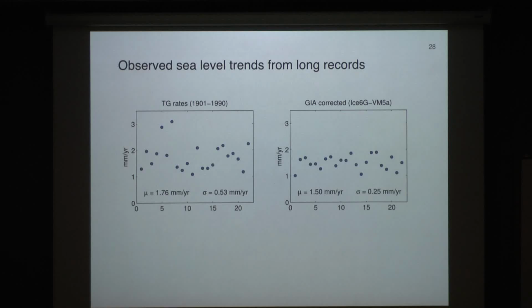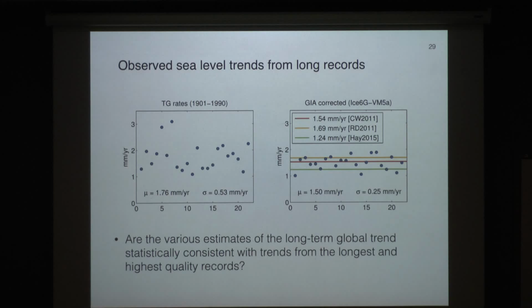GIA correction, which is over here on the right, then the scatter reduces quite a bit, and the standard deviation in these trends is reduced by about half, which is a good sign. But also the mean trend is reduced as well, to 1.5 millimeters per year.